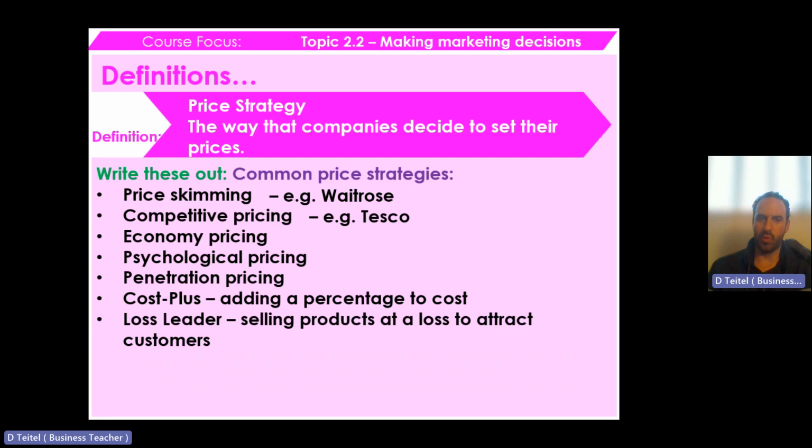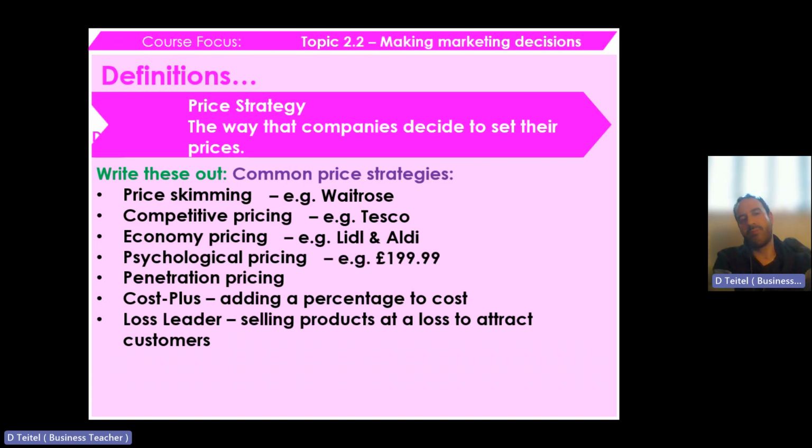So you've got Waitrose. Tesco is more competitive based. If you think about the way they try to undercut places like Sainsbury's, and then you've got Aldi and others who are undercutting again. Economy pricing is Lidl and Aldi, so they're going for the cheapest options. Psychological pricing is when we see things listed at 199.99 and you think, oh, it's under 200. There's something about the psychology of seeing something at £200, where you think, oh, it's a bit too expensive.